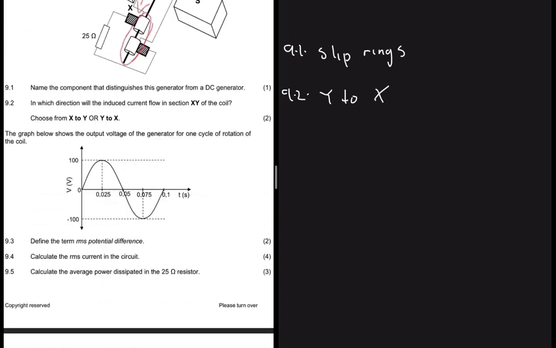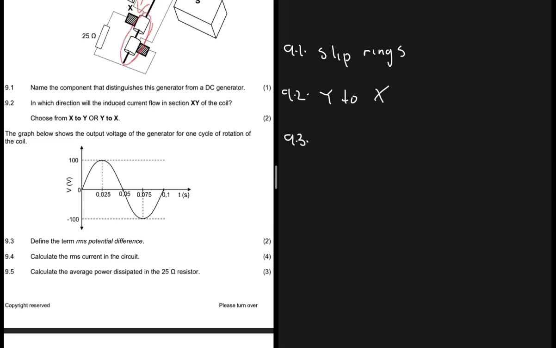The diagram below shows the output voltage of the generator for 1 cycle of rotation of the coil. And then there we have it. We have the voltage on the y-axis and the time on the x-axis. And then 9.3 says define the term RMS potential difference. We know fully well that's the AC potential difference which dissipates the same amount of energy as an equivalent DC potential difference.